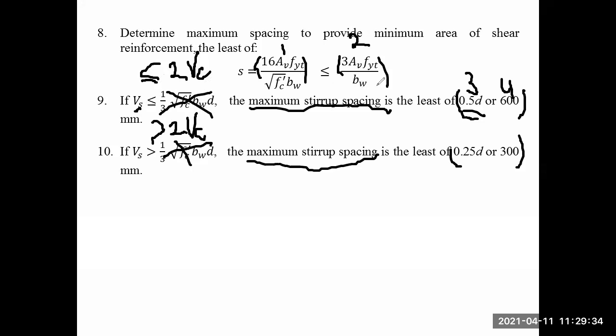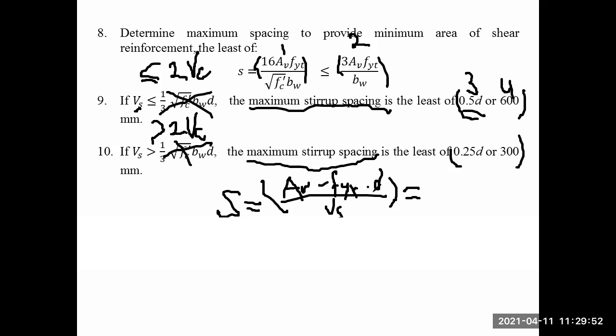What you have calculated of s, if you still remember, is calculated based on Av times fyt times d over Vs. Which one are you going to choose out of these 5 terms? This is also another term, the 5th one. So I have 1, 2, 3, 4, and 5, right? Which one are you going to choose? The least one, the minimum one. That is for s max.